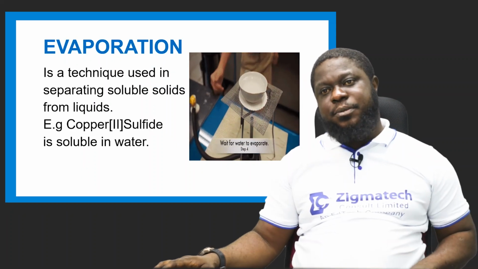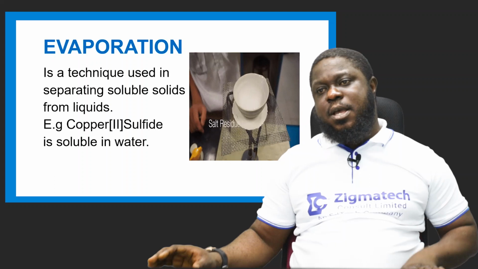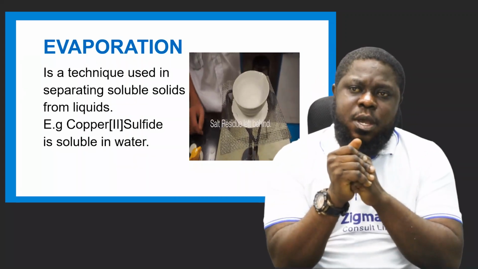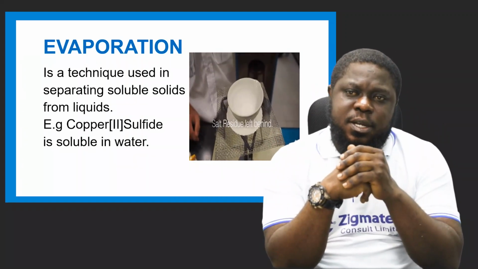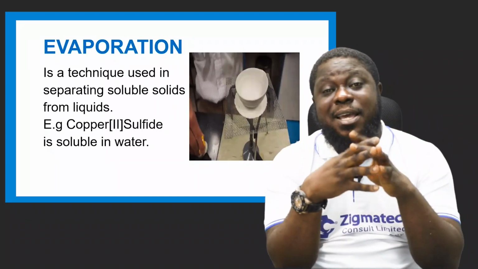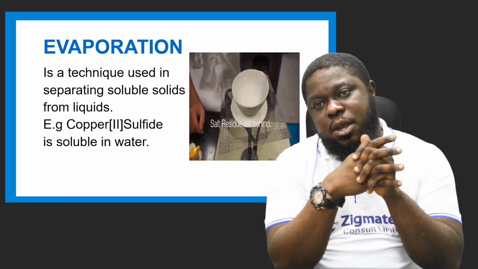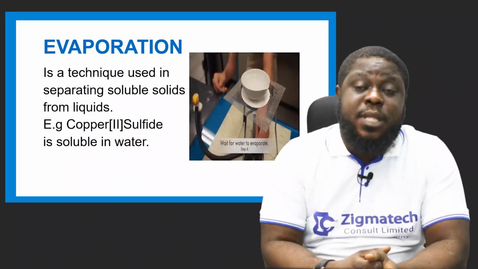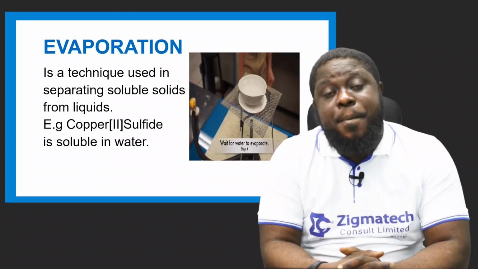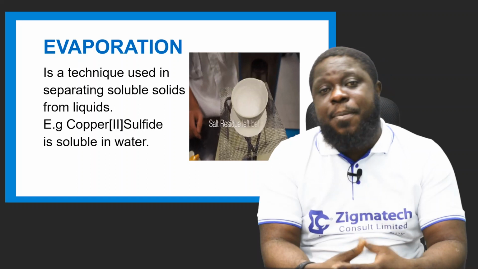The next one is evaporation. It's a technique used in separating soluble solids from liquids, such as salt and water. The salt is a soluble solid. Copper(II) sulfate is soluble in water. Copper(II) sulfate is blue in nature. When you put it in water, it becomes a solution and dissolves completely. So the only way you can separate this is by evaporation.